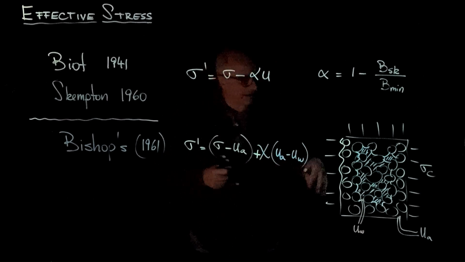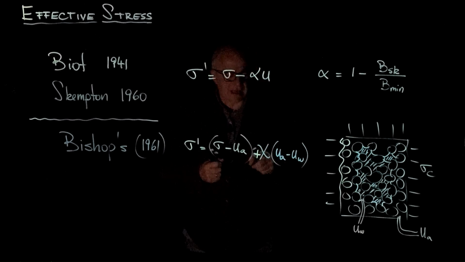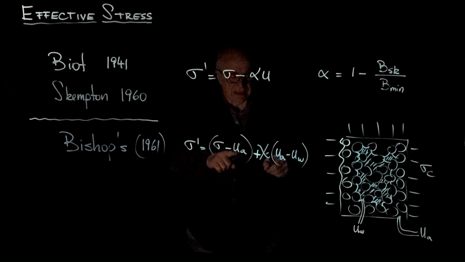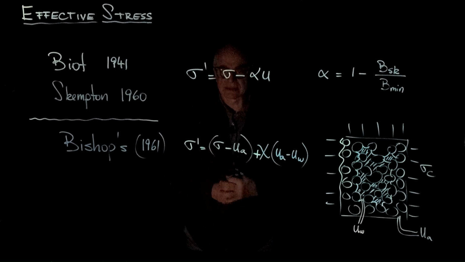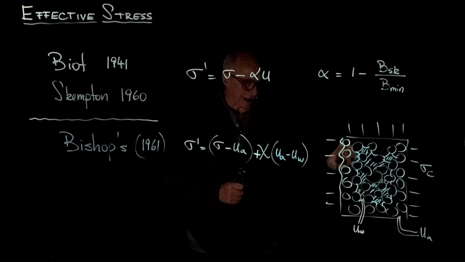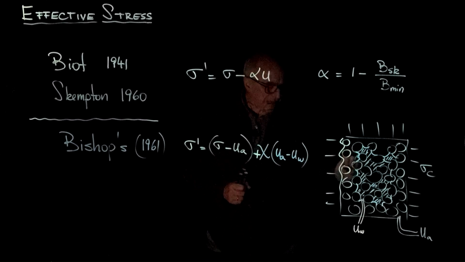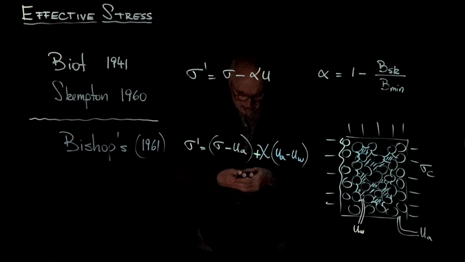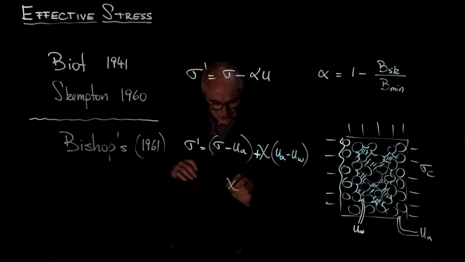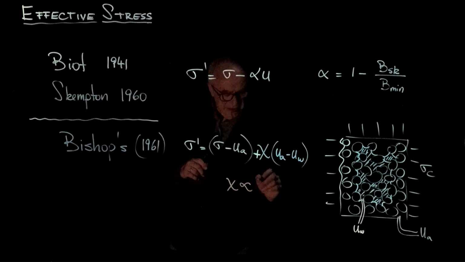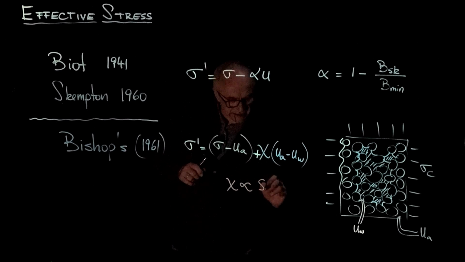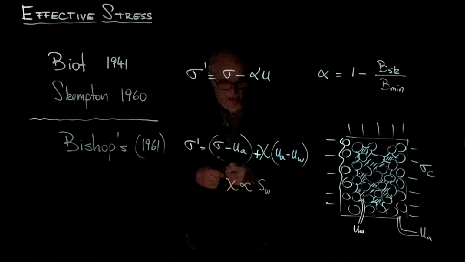Notice that when the system is totally saturated, psi goes to 1, and u air, the pressure of air, cancels out, and we fall back to Terzaghi's effective stress. However, as the soil is getting drier and drier, the effect of suction is taking place more locally, and so psi is going to decrease. So as a first order approximation, this is pretty much similar to the degree of saturation.